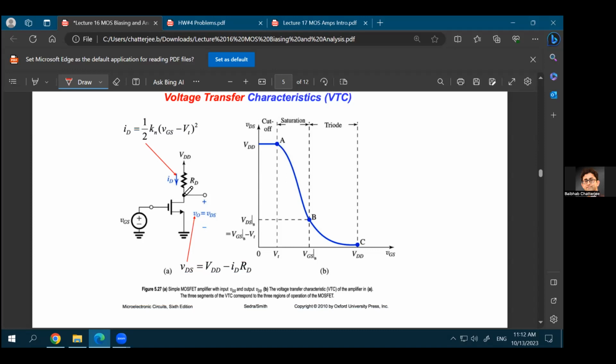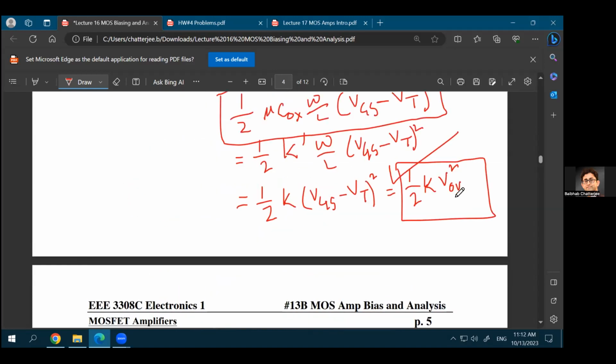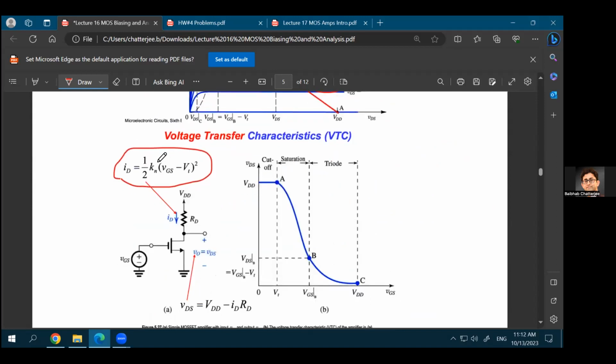So you're applying some kind of VDS across the MOSFET. You're applying some kind of VGS across the MOSFET. Assuming that the MOSFET is on, that the VGS is more than the threshold voltage, the equation for the MOSFET in saturation, in the active region or saturation region, will be half of K times V overdrive squared. Right? This equation, half of K times V overdrive squared. So that's your equation for your current.